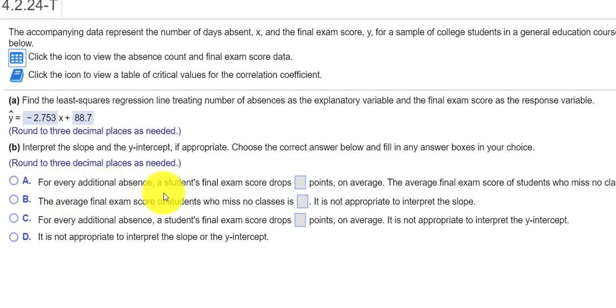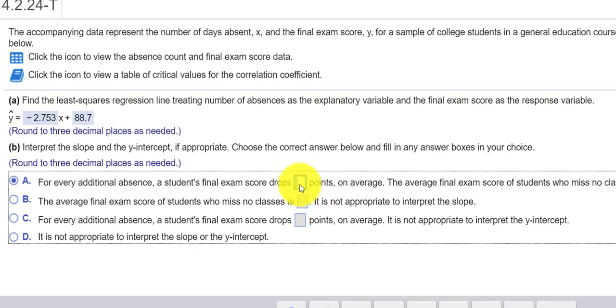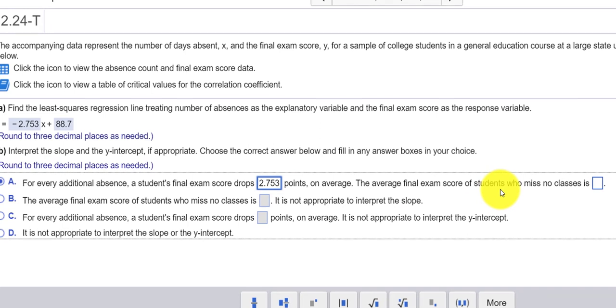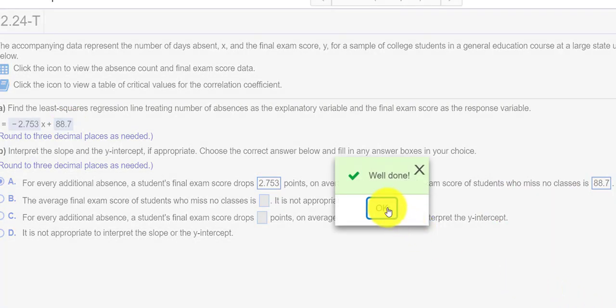Let's interpret the results. So for every additional absence, a student's final exam score will drop by 2.75 points. Let's see, 3 decimal places. So again, we can put this in. And the average final exam score for students who miss no classes, meaning if I put in a 0 here, I'd be left with 88.7. Check my answer. Looks good.